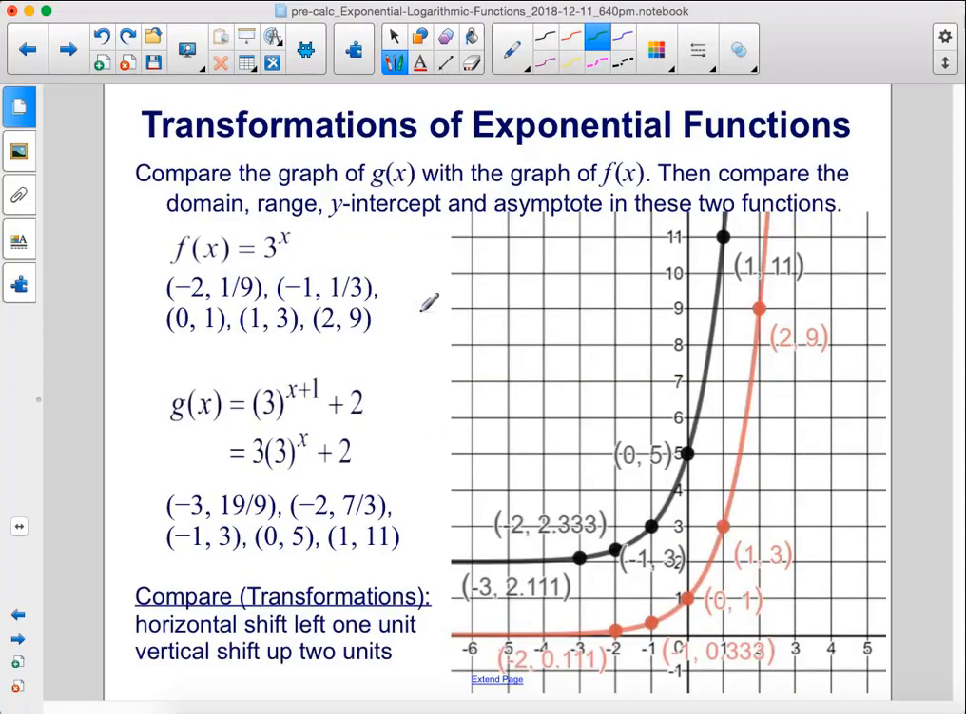Compare the graph of g of x with the graph of f of x. Then compare the domain, range, y-intercept, and asymptote in these two functions. Here in red, we begin again with f of x equals 3 to the x.